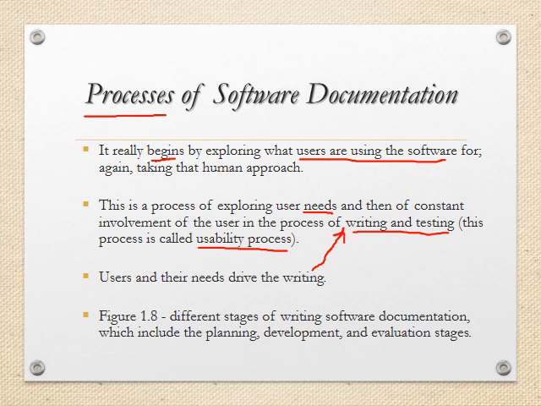If we go back to figure 1.8, it shows different stages of software documentation, or usability process phases. These phases include planning, development, which is the writing of the documentation, and testing, which is the evaluation stage. So what do we mean by usability process? This will be explained in the next slide.